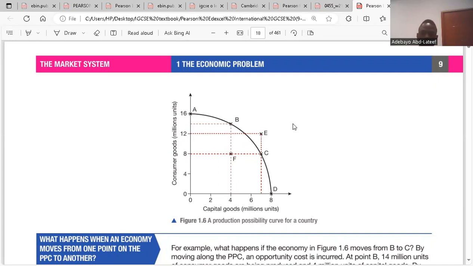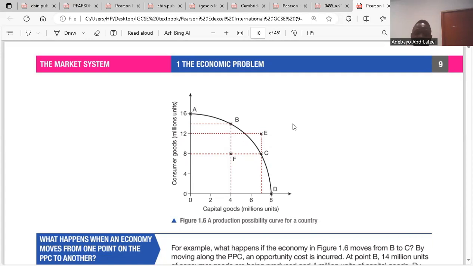At point F, it means that the economy is not fully utilizing its resources. That means all resources are not fully utilized. It's producing below its capacity. Its capacity is at D or A. So if you are producing at point F, it means you are not producing to your full capacity. Do you get it?